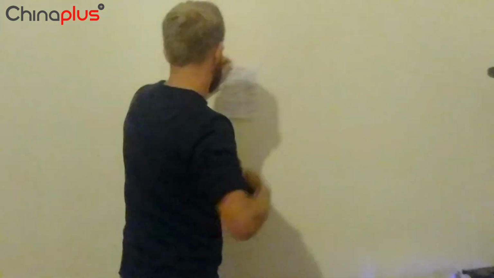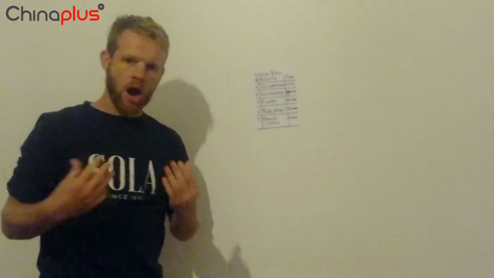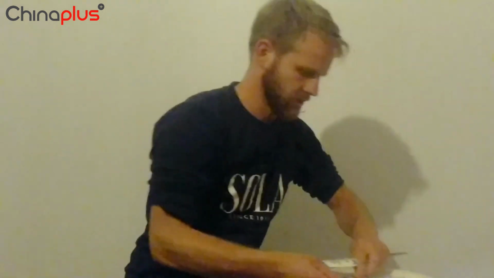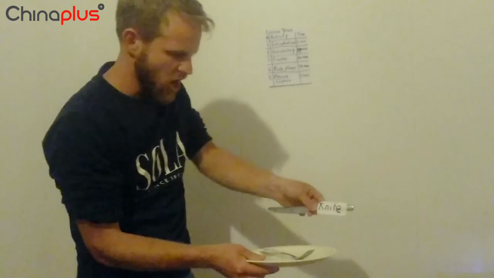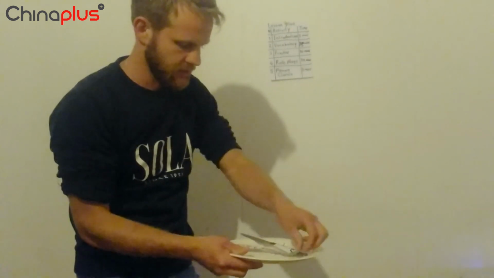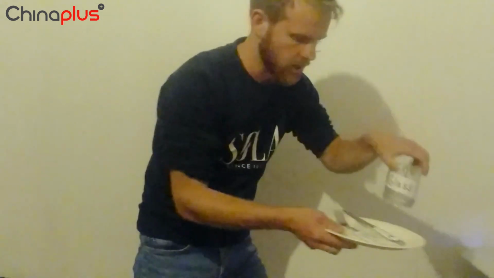So this would be my lesson plan, and I would introduce a few objects that have to do with eating, and I've put some words on it. So I would start with a plate, a knife, and a fork, and a glass.